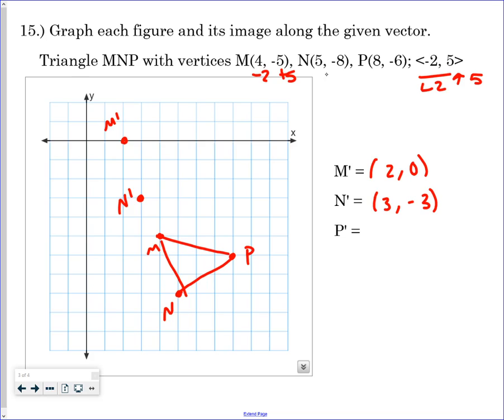Or you could have done it algebraically. You could have subtracted 2 from the x, and you could have added 5 to the y. Either way, we get 3, negative 3. So what I want you guys to do is find p prime, whichever way you're more comfortable with. So either graph it and then tell me where it is, or tell me where it should be and then graph it. So you guys pick a method and find p prime.